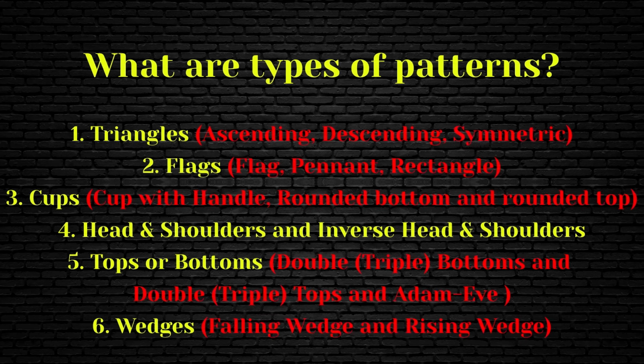What are the types of patterns? Triangles: ascending, descending, symmetric. Flags: flag, pennant, rectangle. Cups: cup with handle, rounded bottom and rounded top. Head and shoulders and inverse head and shoulders. Tops or bottoms: double, triple bottoms, and double, triple tops and Adam Eve. Wedges: falling wedge and rising wedge.